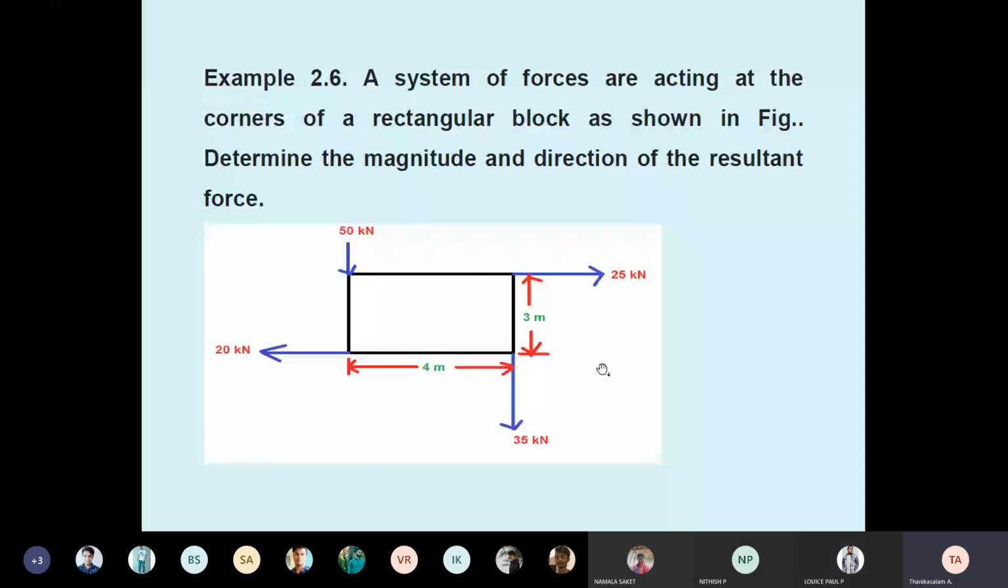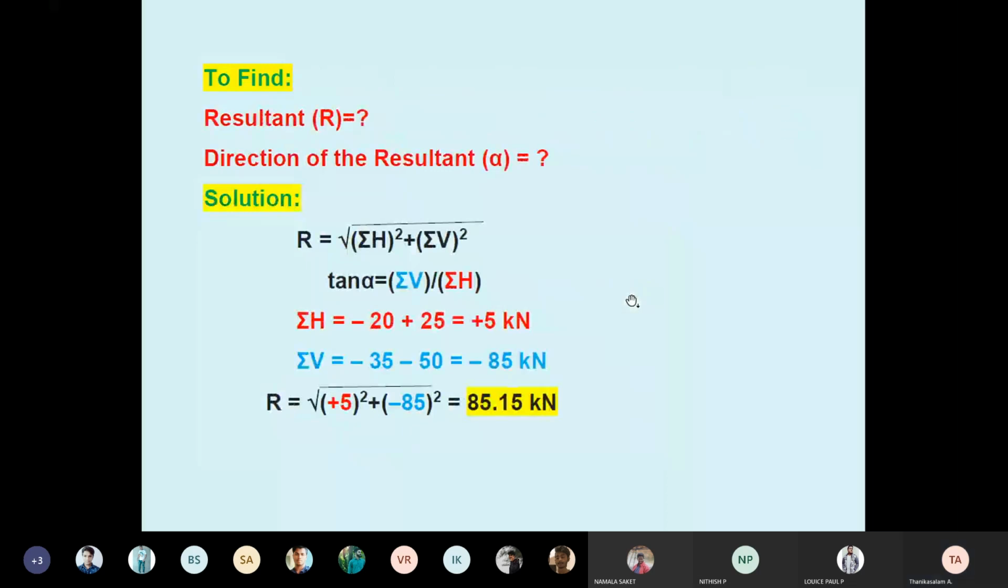So only two horizontal forces. 25 goes to the plus direction. Don't say left side, right side. You have to write plus x, minus x. So 25, that's why plus, and minus 20. So summation H equals plus 25 minus 20, because this one goes in the minus x direction.